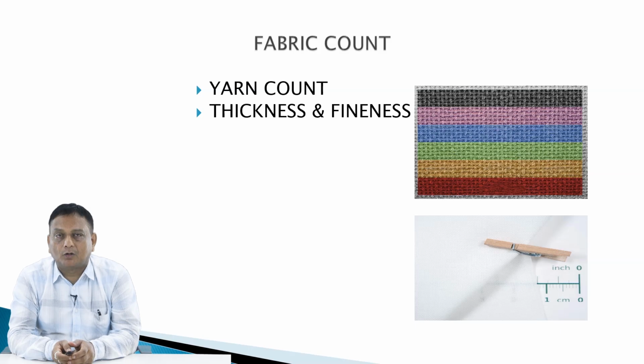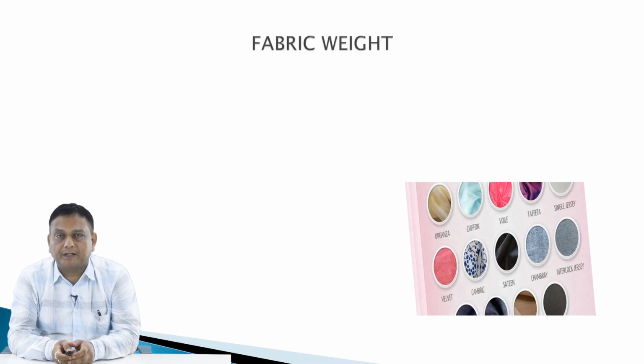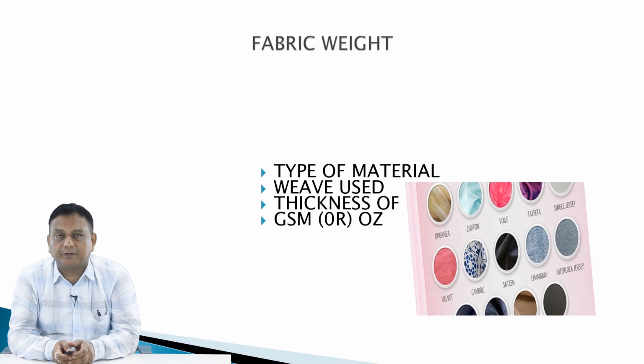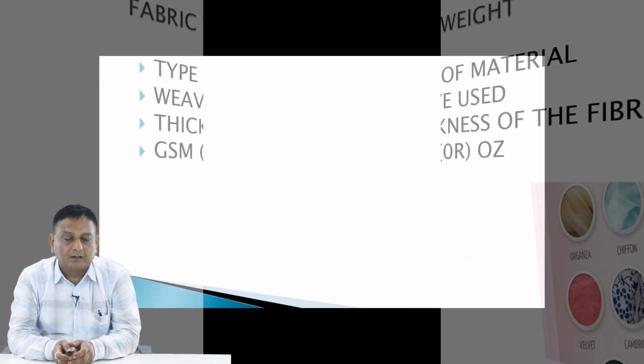And normally the fabric is also judged by its ends per inch and picks per inch. Different kinds of fabric weight are there. Fabric weight can be medium weight, lower weight or higher weight. So different kinds of materials are used in it, because different weaves are used. Thickness, all these things are very important parts of discussion.